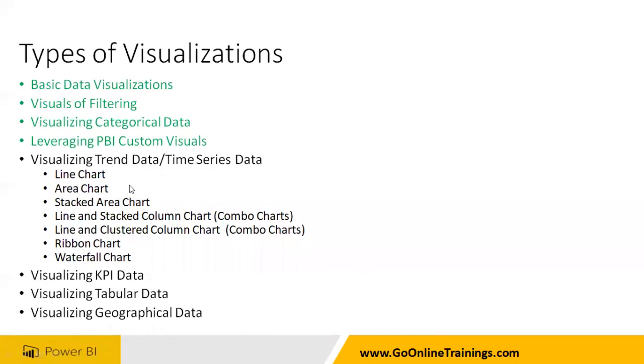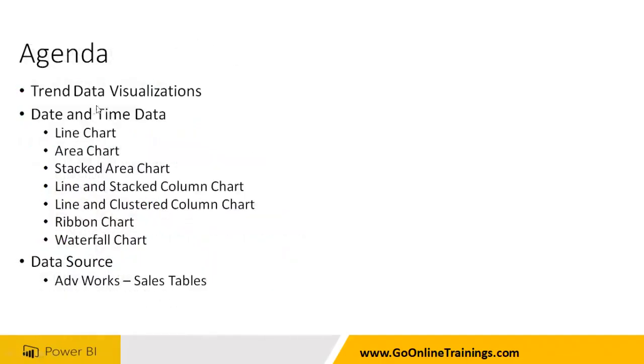the company sales. We have line chart, area chart, stacked area chart, line and stacked column chart, line and clustered column chart. These are combinations, again called combo charts. Then ribbon chart and waterfall chart. All these things are called trend data visuals or visualizations. So with date and time data, line chart, all these things we're going to be working.